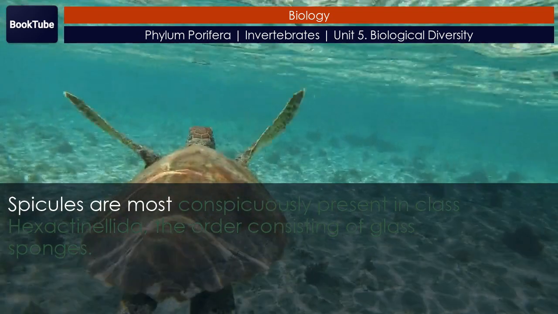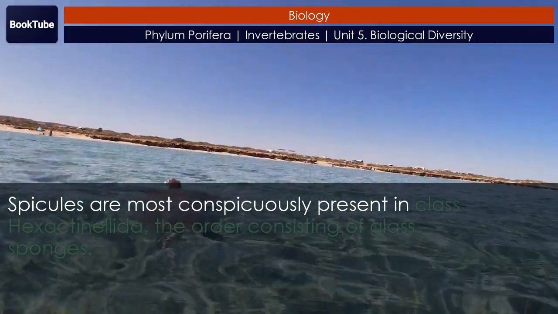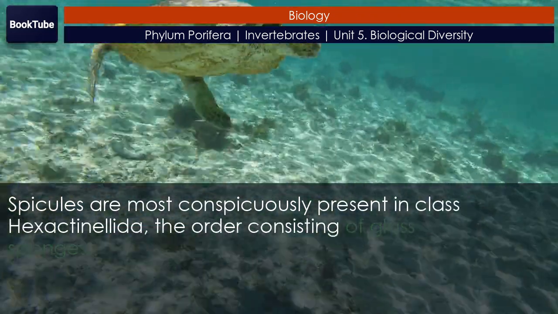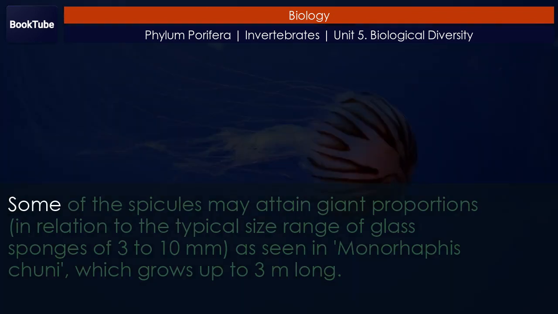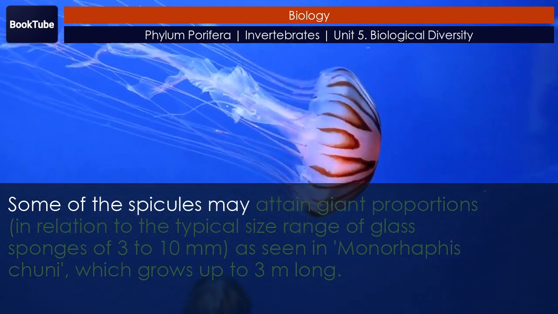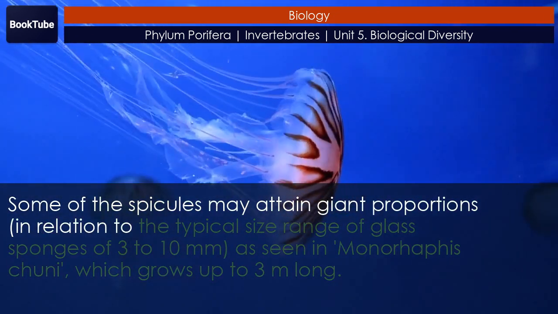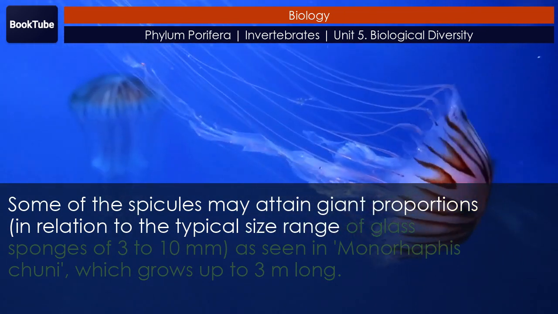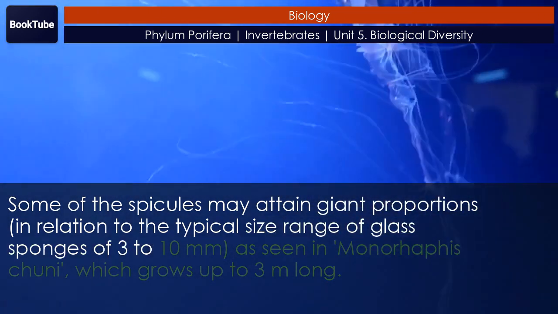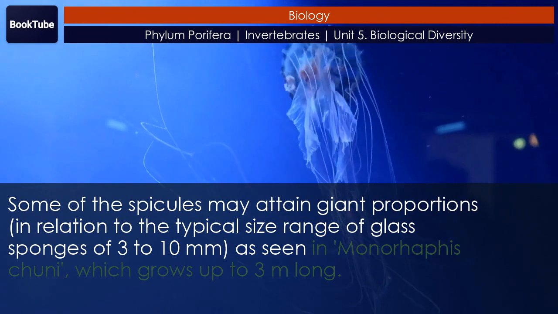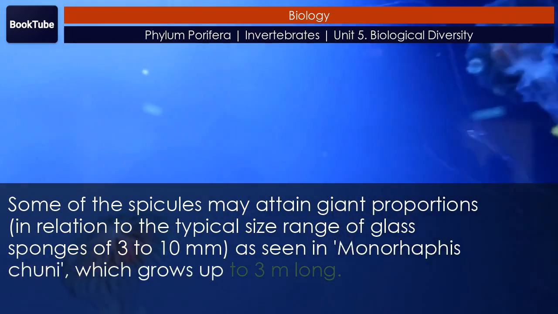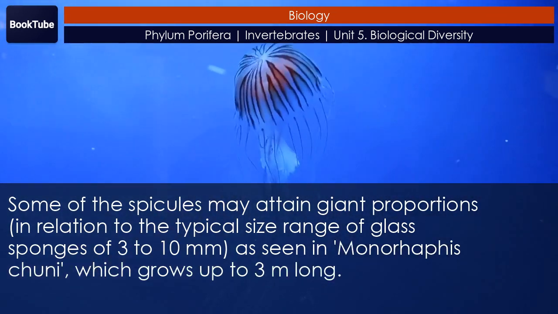Spicules are most conspicuously present in class Hexactinellida, the order consisting of glass sponges. Some of the spicules may attain giant proportions, in relation to the typical size range of glass sponges of 3 to 10 millimeters, as seen in Monorhaphis chuni, which grows up to 3 meters long.